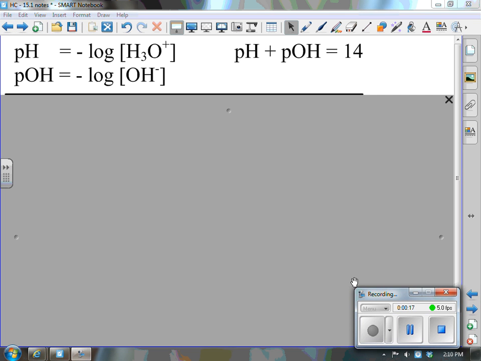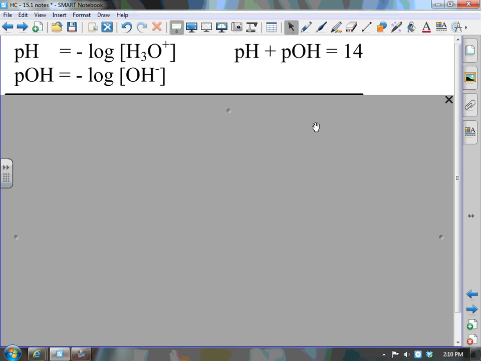So if you write these down, and we'll talk about them some more here, the pH is equal to the negative log of the hydrogen or hydronium ion concentrations. The pOH is equal to the negative log of the hydroxide concentrations. And again, we remember pH plus pOH equals 14.